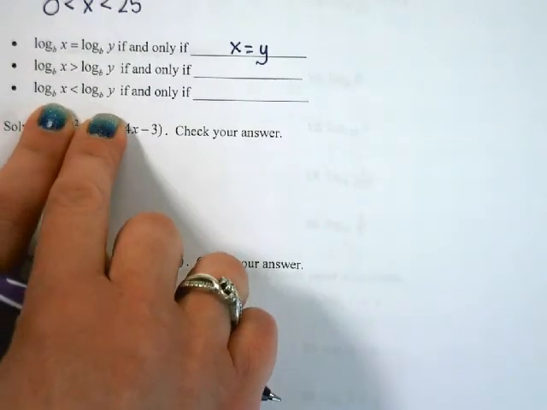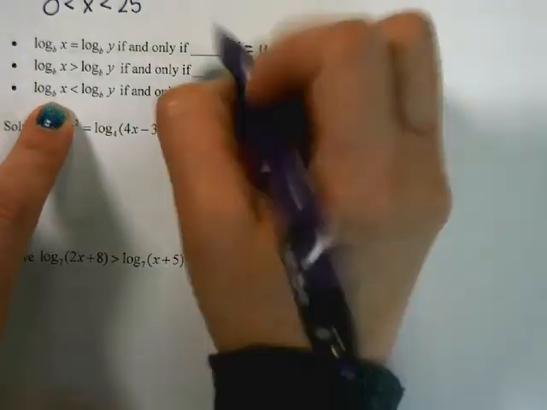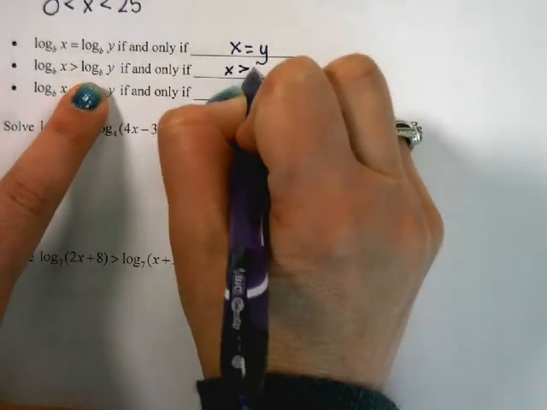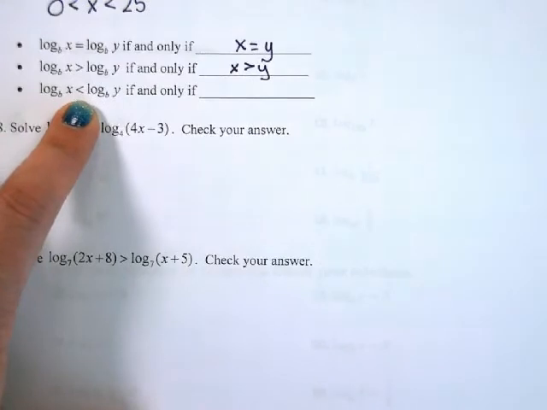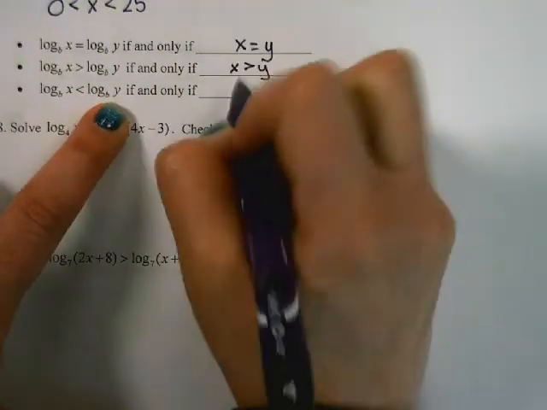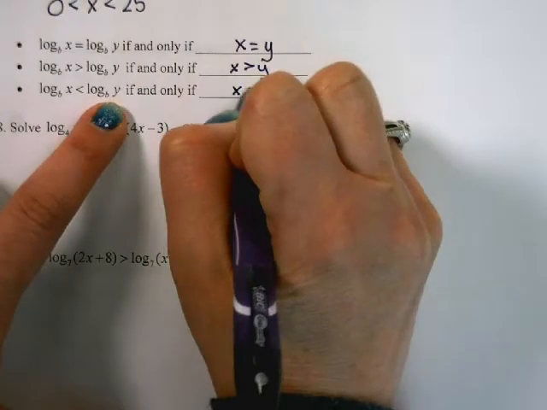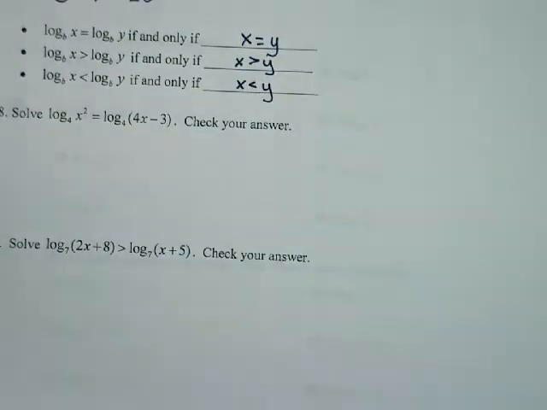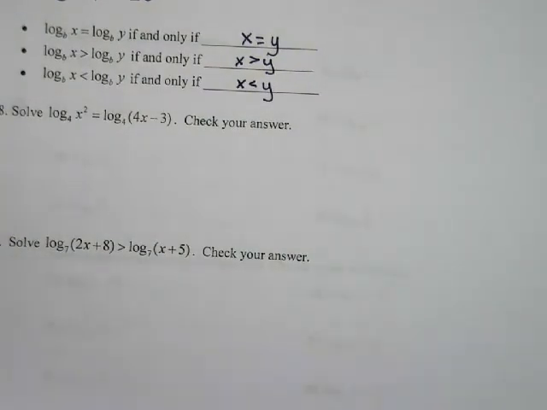That happens for every version of this. So if log base b of x is greater than log base b of y, then x is greater than y. And if log base b of x is less than log base b of y, if and only if x is less than y. So if I can get my equation to have one log on each side of the equal sign with the same base, I can get rid of them.